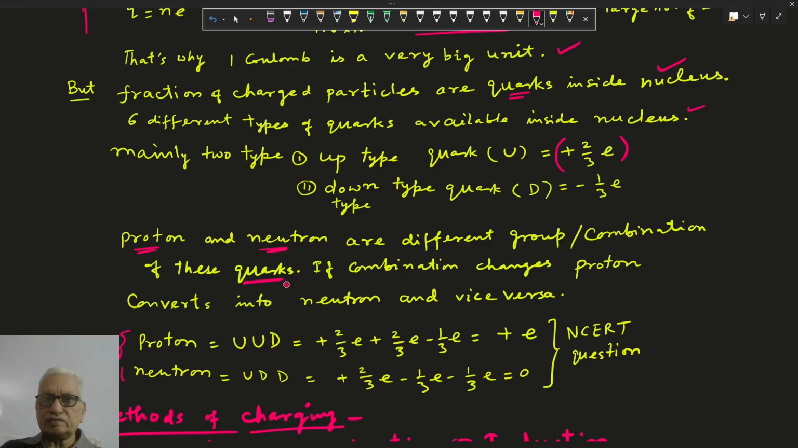This is the NCERT question here. A proton having positive plus 1 charge is the combination of 2 up quarks and 1 down quark. Up quark means positive 2 by 3 e, plus 2 by 3, minus down quark 1 by 3. Solving it, we get positive charge on the proton. Neutron has no charge; it is the combination of 1 up and 2 down quarks, so it becomes 0, meaning there is no charge on the neutron. This combination changes, proton converting to neutron and neutron converting to proton.